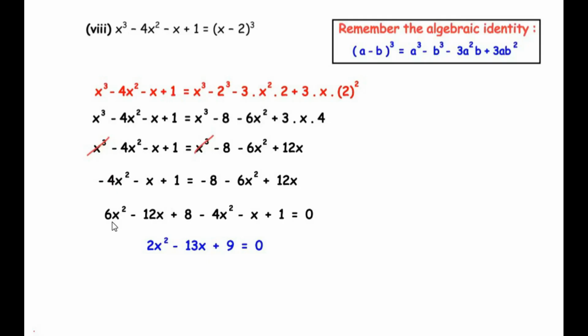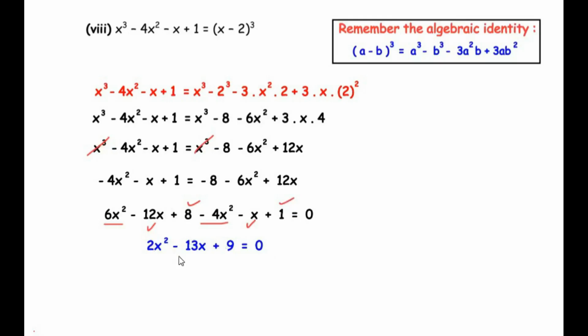Now we are going to gather the like terms, that is 6x square and minus 4x square. They will subtract each other giving us 2x square. Then negative 12x and negative x both are like terms with the same signs. So they will add up together to give us negative 13x. And then we have positive 8 and positive 1. So they will add up together to give us positive 9 equal to 0.